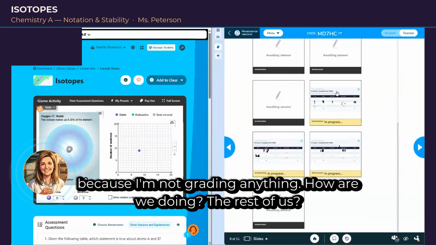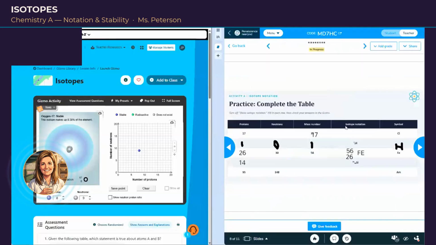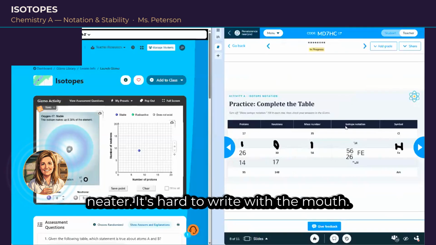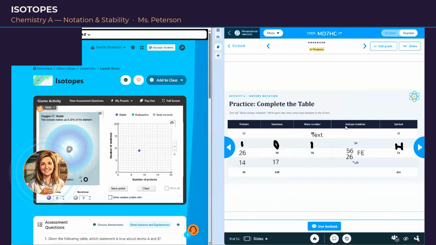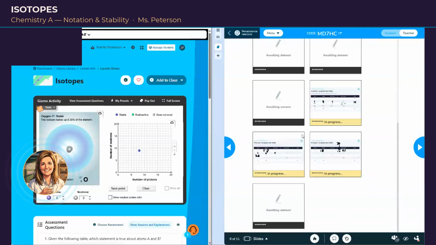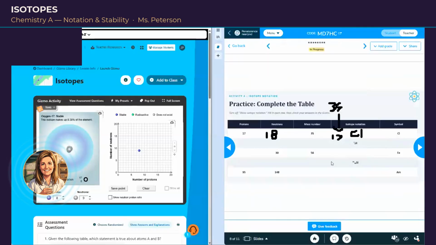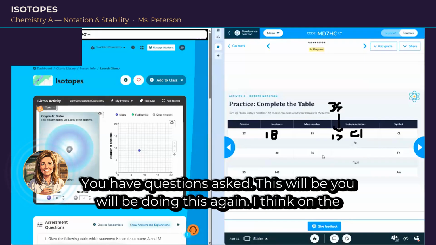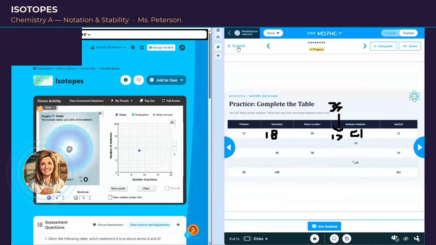How are we doing? The rest of us. Oh, good. Somebody went to typing. Excellent. It's a little neater. It's hard to write with the mouse. This person just quit. Or maybe they're not sure how to do it. If you have questions, ask. You will be doing this again, I think on the Unit 3 test.